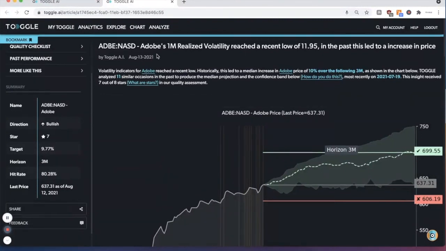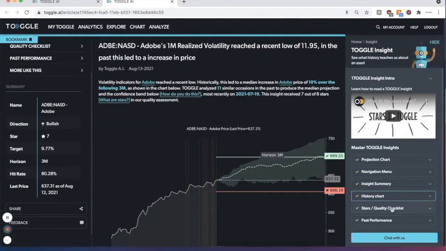If you want to learn more, you can always go to our help robot at the bottom right of the screen. We'll guide you through the components of a Toggle insight and connect you with a member of our team if you have any additional questions. By the way, if you like an insight and want to check it out later, you can always bookmark it and it'll be ready for you under the bookmark filter on the Explore page.